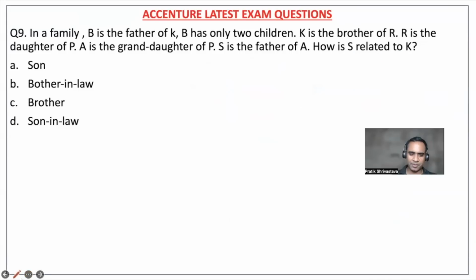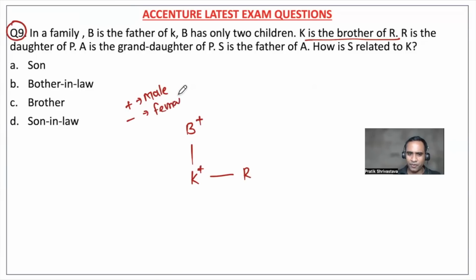Next is a question from the topic blood relation. So in a family, B is the father of K, right? Okay, B has only two children. K is the brother of R. So K is the brother of R. B has only two children. Plus sign means it is male. Plus sign we use it for male. You can use any sign, and minus sign we use it for female.